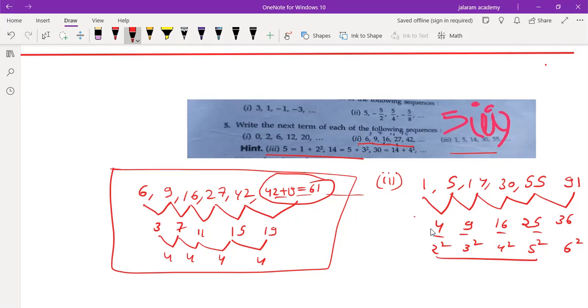Similarly, we can use it for the first also, though it is very easy. 0 plus 2, 2 plus 4, 4 plus 6, 6 plus 8, 12 plus 8, so 20 plus 10, 30 will be the next. Okay. This is very easy to find the next term if we solve it by this method.